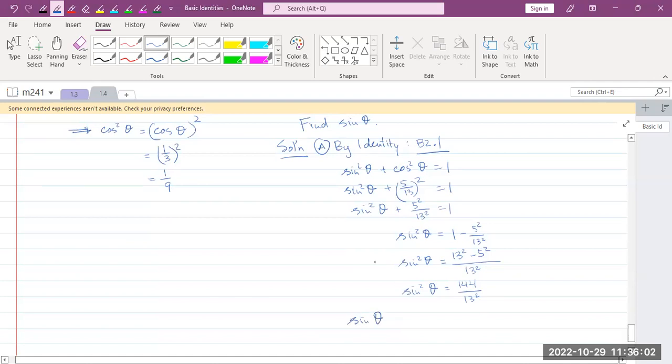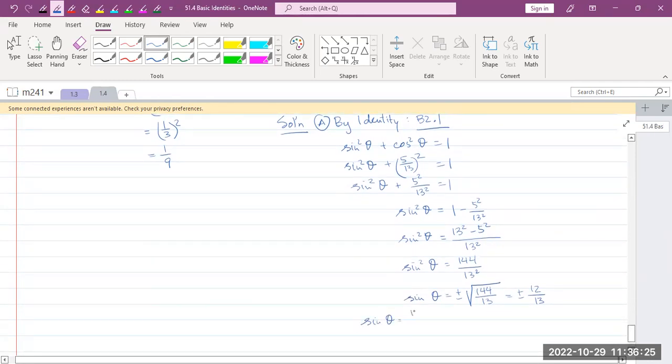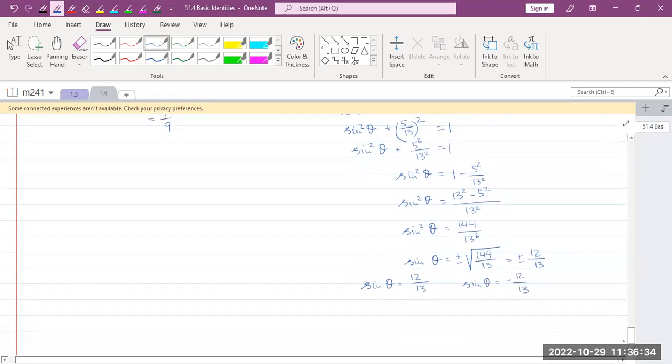So sine theta, if I apply the square root property, will be plus or minus the square root of this, right? Which is plus or minus 12/13. Now from here, either sine theta equals 12/13 or sine theta equals negative 12/13, right? Now, the problem is theta is in quadrant 1. So you will see the sine, which is y over r, the y is positive, r is positive, right? So the sine is positive. So sine theta will be the 12/13 one, not the negative 12/13. Now, this is the first solution if we use the identity.